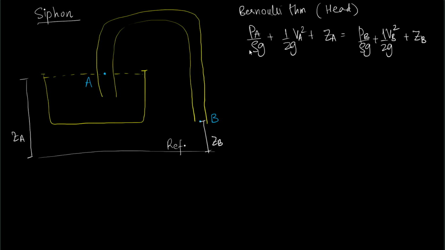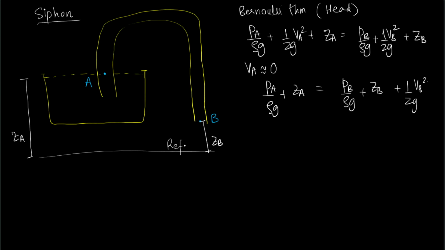Okay, so at A the cross section area is so large, the tank cross section area is quite large compared to the tube, and hence VA can be approximated to be 0, and therefore we have PA upon rho g plus ZA is equal to PB upon rho g plus ZB plus half VB squared upon g, and thus we can write PA minus PB upon rho g plus ZA minus ZB is equal to 1 upon 2g VB squared.